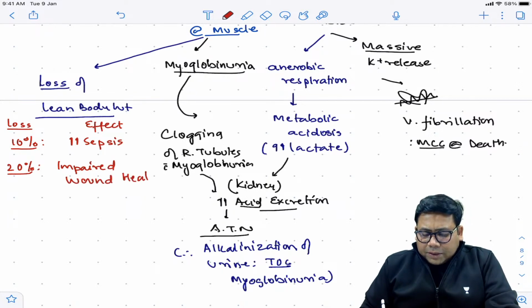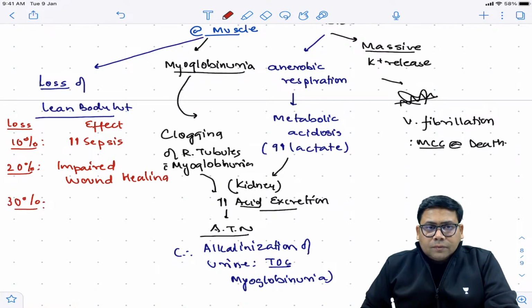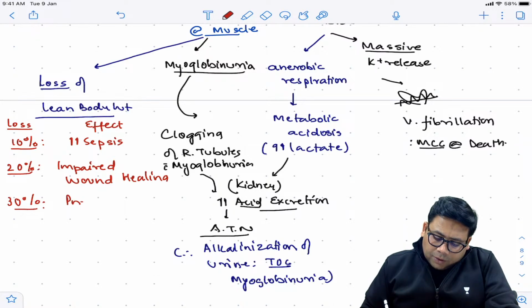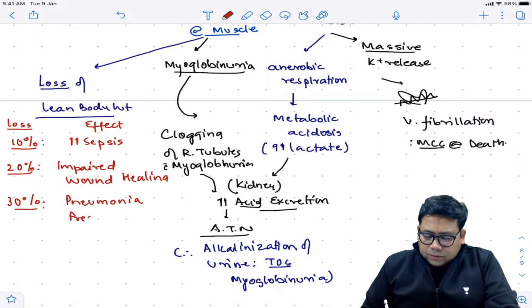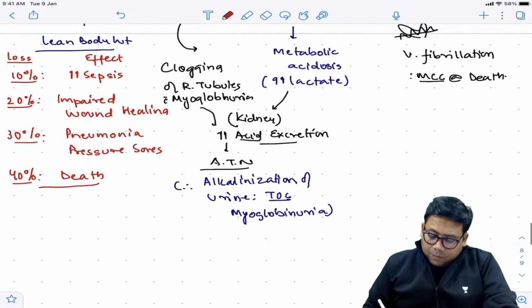Due to 30% loss, what will happen? There will be pneumonia, or you can say pressure sores. And due to 40%, what will happen, students? Death. So all these things are very important.